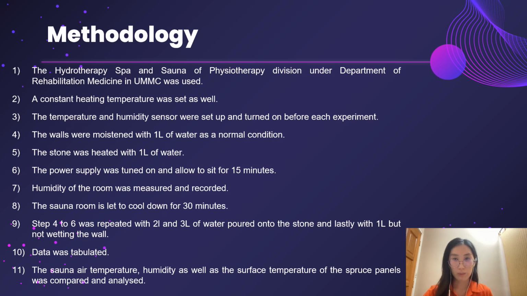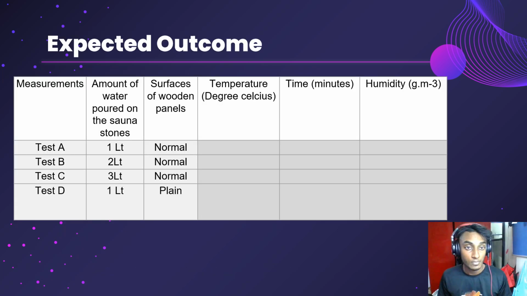Then the sauna room is left to cool down for 30 minutes. After it's done, repeat step 4 to step 6 with 2 liters and 3 liters of water poured onto the stone, and lastly with 1 liter of water but without wetting the wall. Then the data can be tabulated. The sauna air temperature, humidity, as well as the surface temperature of the spruce panels were compared and analyzed.